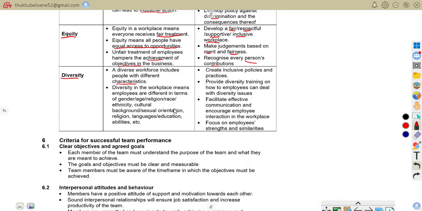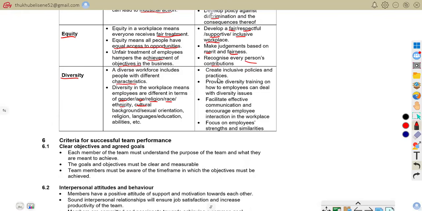So that is that. So it says diversity in the workplace means employees are different in terms of gender, race, age, religion, cultural, as well as ethnicity. So backgrounds of sexual orientation, religion, language, education, and ability.